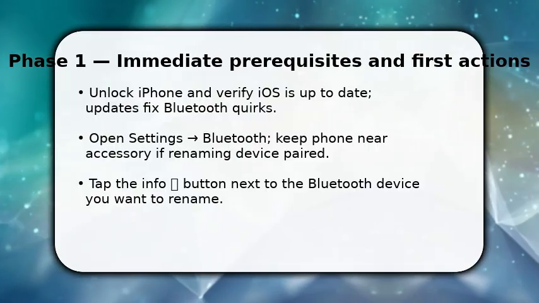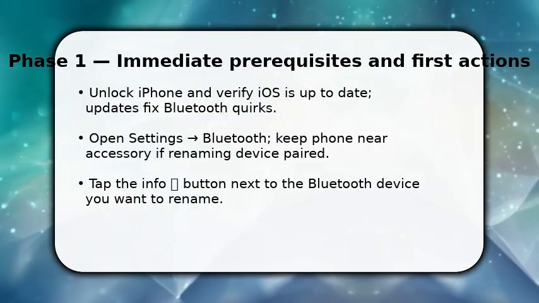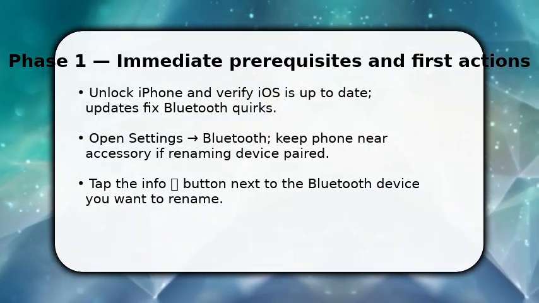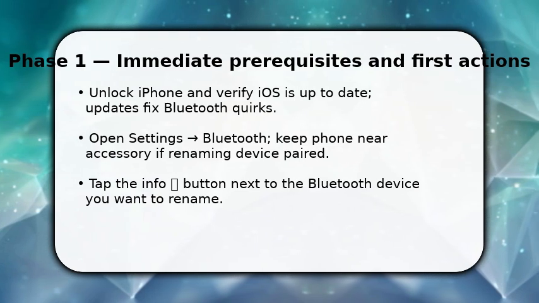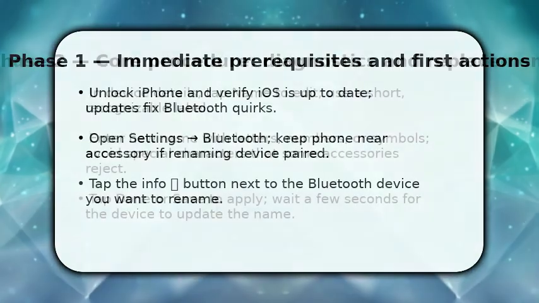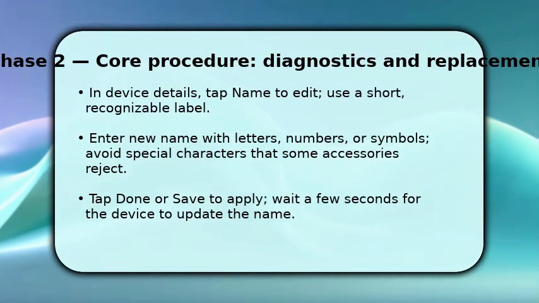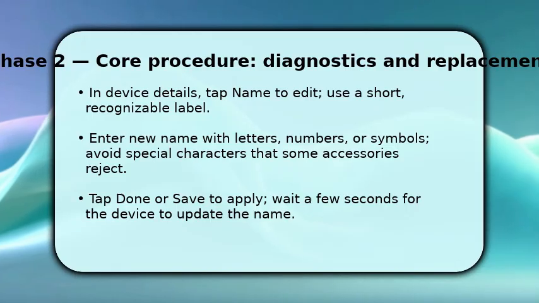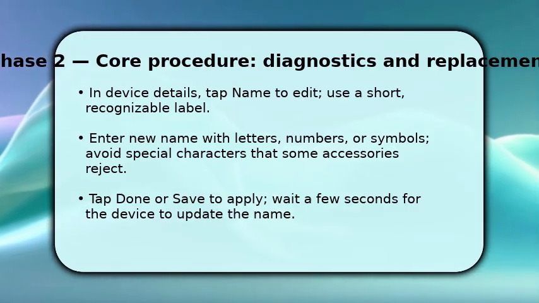Next, locate the device in the list and tap the small info icon. This first actionable step brings you into the device details where the name field lives and where you'll make the change. Now you're in the device details and you'll tap Name to start editing. This is the how. Type a concise, recognizable label.